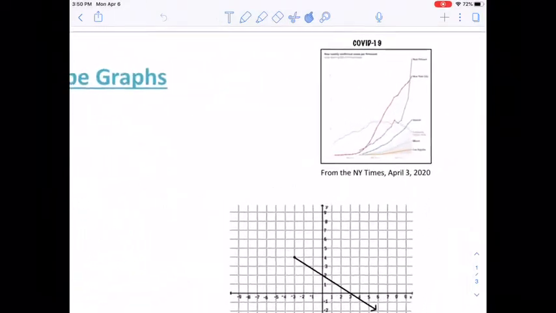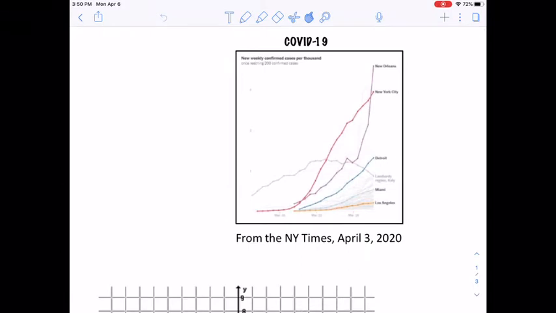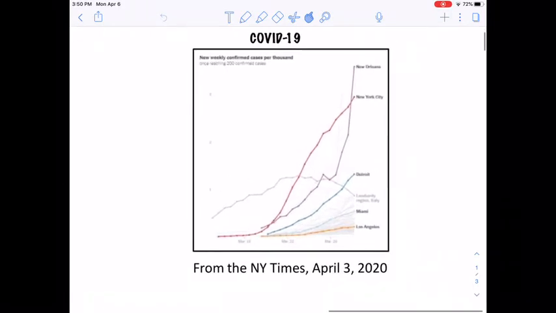Graphs have been on the news a ton lately as we've looked at statistics regarding COVID-19. Here's one from the New York Times on April 3rd, just a few days ago. It's regarding some of the hot spots in the United States. You can get a lot of information from a graph like this. Are the COVID cases increasing, decreasing? When does it reach its maximum point, etc.?